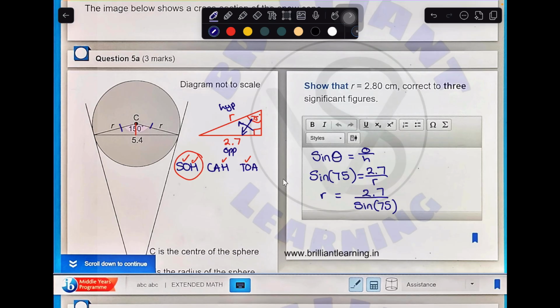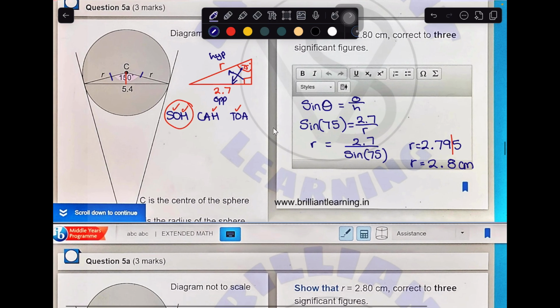Let's pop that into our calculator, and we would be getting r is equal to 2.795. Here you just need to make sure that you write enough digits to show that when correctly rounding this to 3 significant figures, we do get 2.8. So just make sure you write r is equal to 2.795, thus r is equal to 2.8. Okay, moving on.